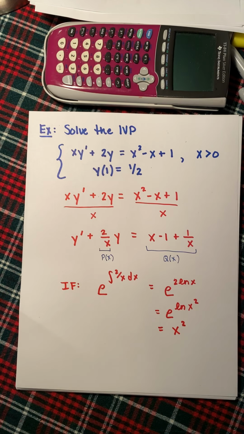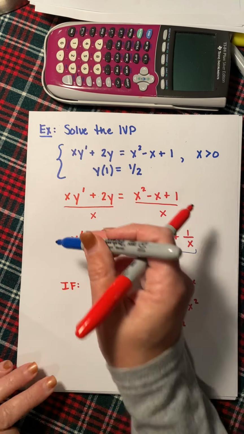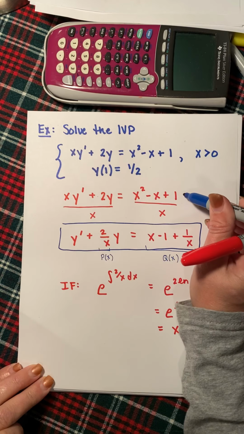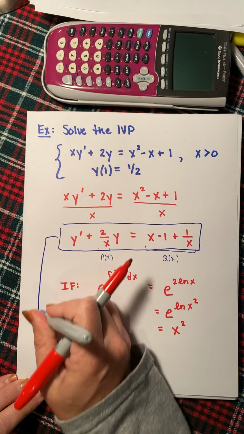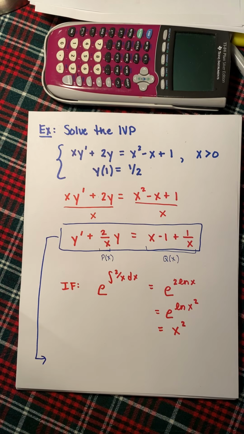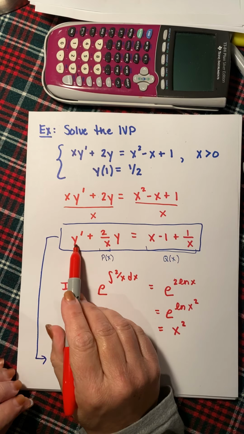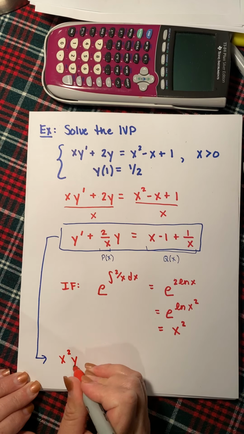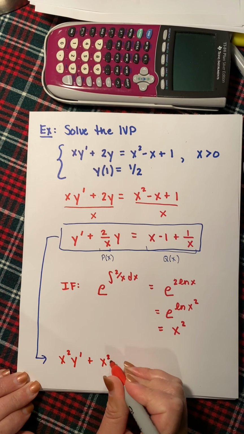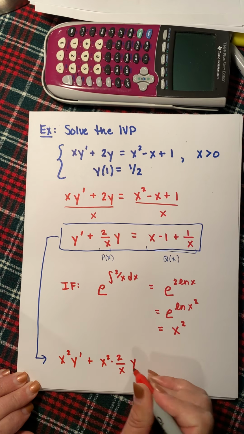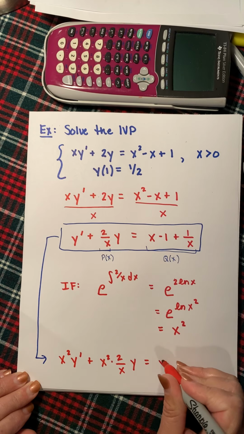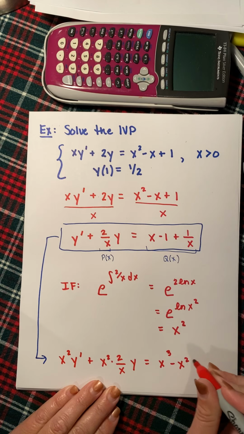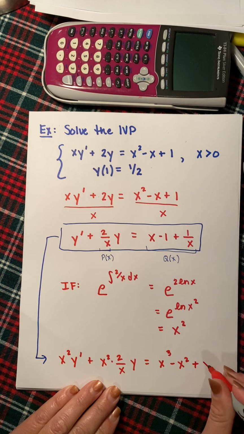So therefore, we're going to go to our differential equation written in its proper form. Remember, it doesn't work if you do it on the original. Once it's in our proper form, we find the integrating factor. We're going to multiply this differential equation on both sides by x squared. So we're going to get x squared y prime plus x squared times 2 over x y equals x squared times each of these, which will be x cubed minus x squared, and then x squared times 1 over x would just be plus x.